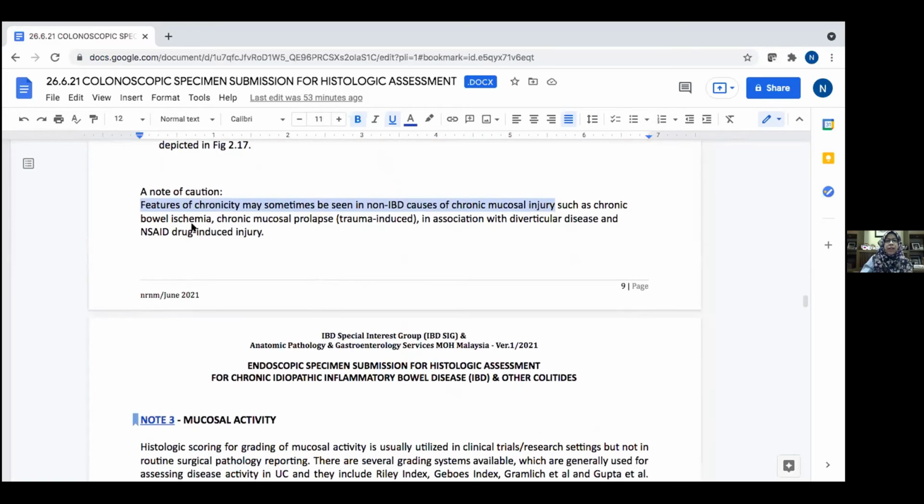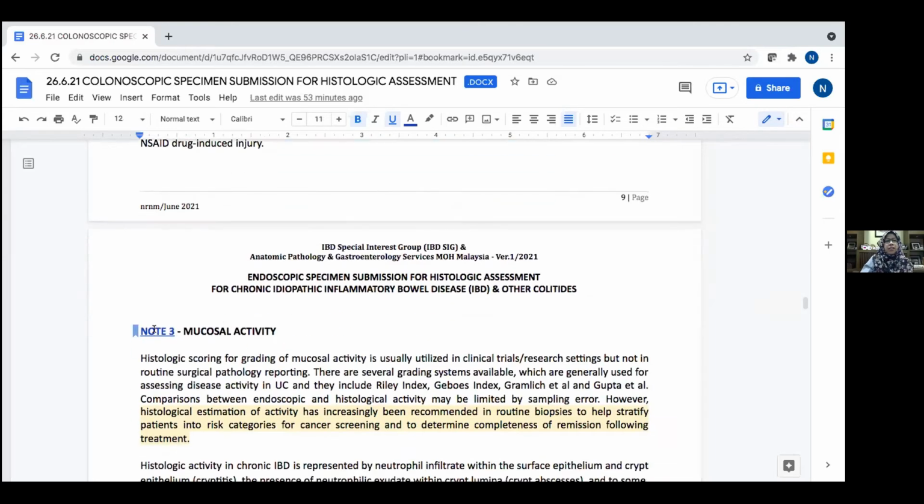However, I just want to give a note of caution. Sometimes you can see features of chronicity in non-IBD cases where there is chronic mucosal injury, such as, as I mentioned earlier, in bowel ischemia. Sometimes you also see it in mucosal prolapse syndrome, in association with diverticular disease in the mucosa around the diverticula, and also in NSAID-induced injury. So again, the scope findings and the clinical history and presentation are very important.